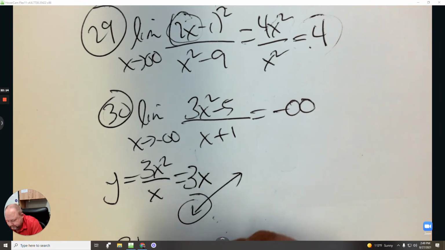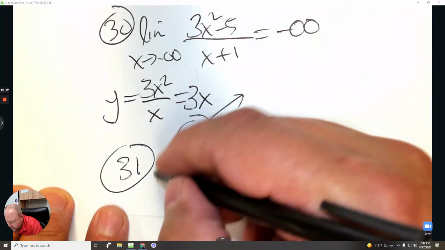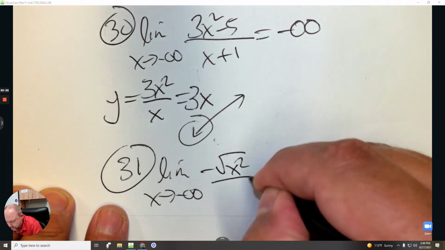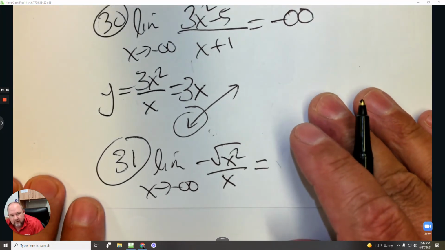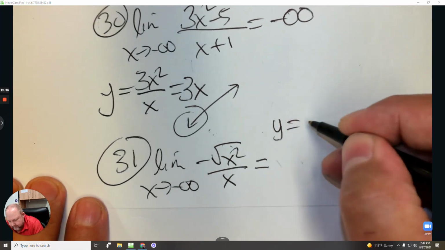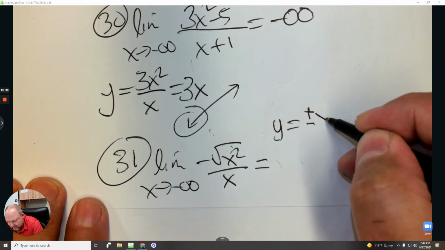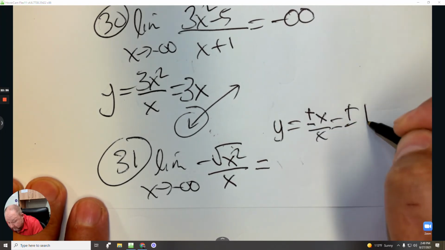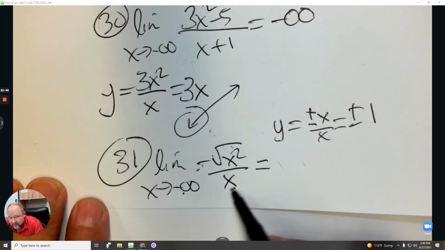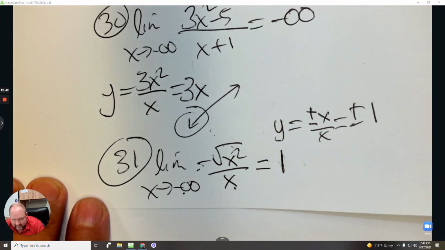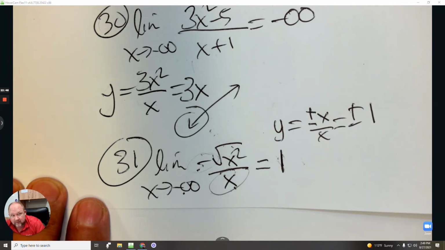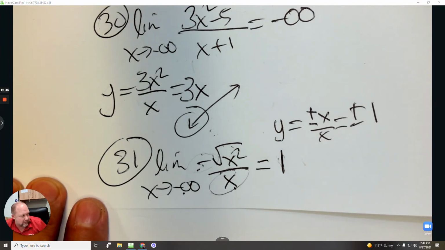31. The limit as x approaches negative infinity. So the square root of x squared is positive or negative x, over x, which is positive or negative 1. To the left, when you plug in negative numbers, a negative divided by negative is going to go to positive 1 to the left. In the other direction it would be negative 1. So it's positive 1 for 31.